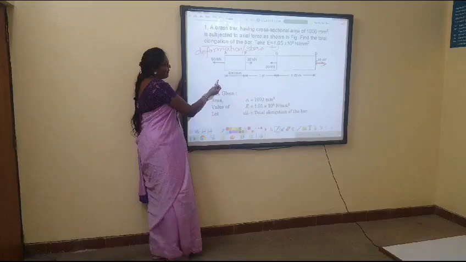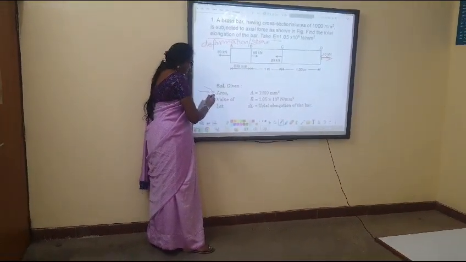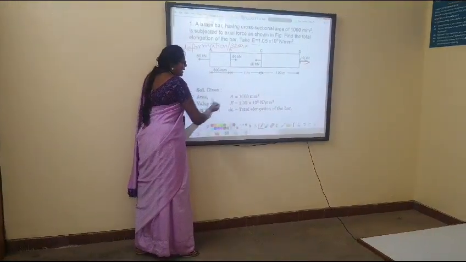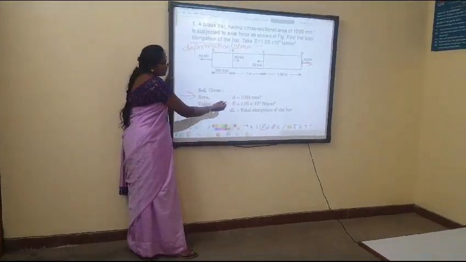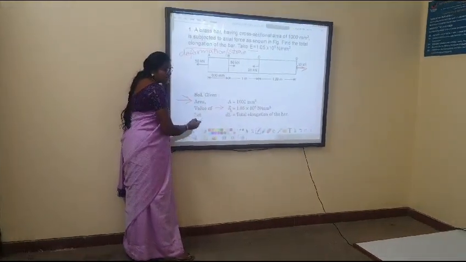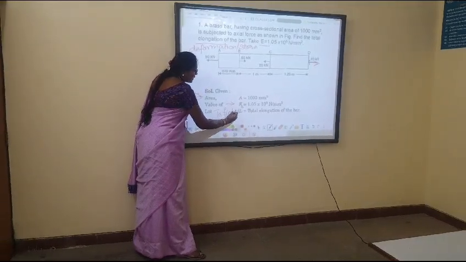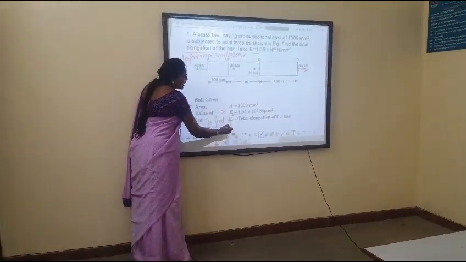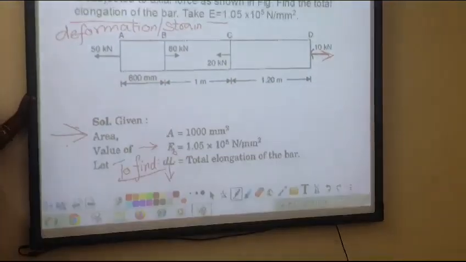So this is your given problem, and you know the parameters. What are the parameters given? The uniform cross-sectional area, capital A, is 1000 mm square, and the Young's modulus for the brass material is given as 1.05. Your task is to find out the resultant strain, that is, DL, the total elongation of the bar. So now you have to remember the principle of superposition.